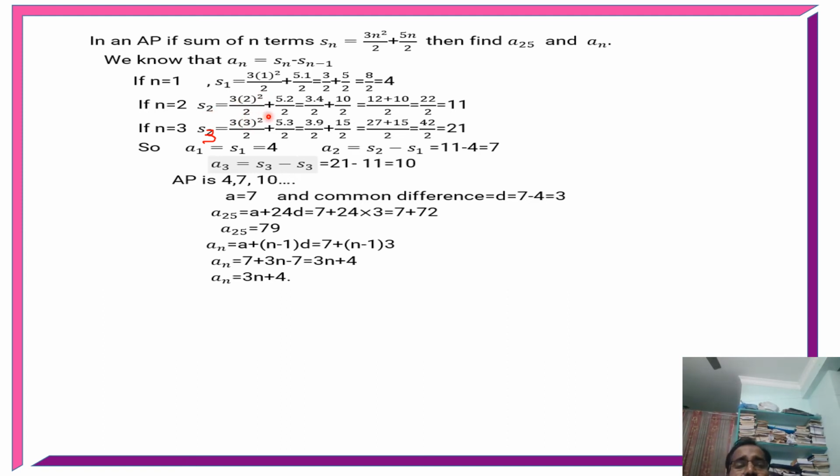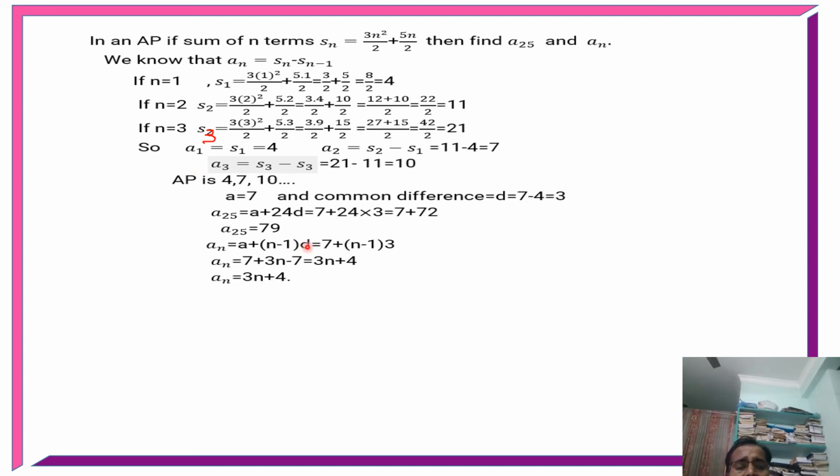And S2, the sum of the first two terms: 3 into 2 square by 2 plus 5 into 2 by 2 equals 3 into 4, since 2 square is 4, by 2 plus 10 by 2. If we simplify, 12 plus 10 by 2, which is 11. Now n equals 3, the sum of 3 terms: 3 into 3 square by 2 plus 5 into 3 by 2, which is 27 plus 15 by 2, 42 by 2, which is 21.